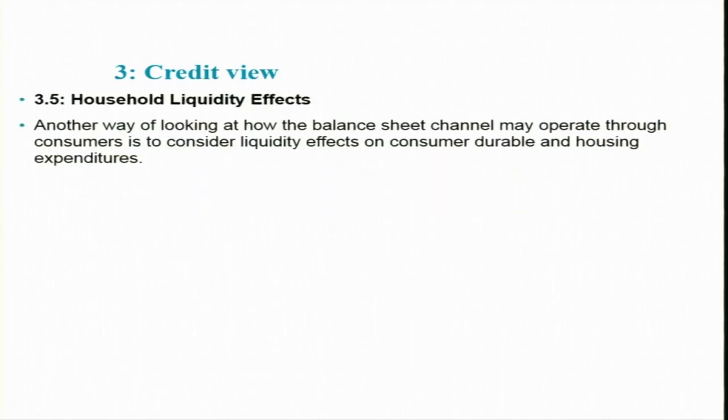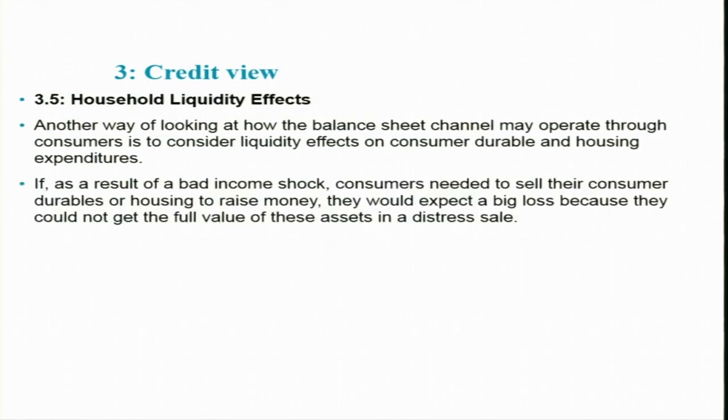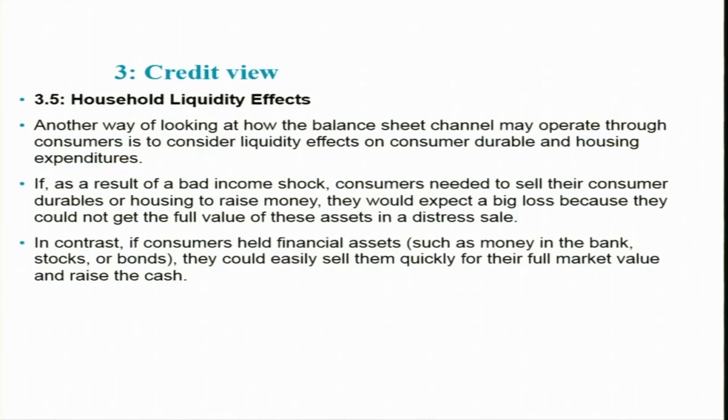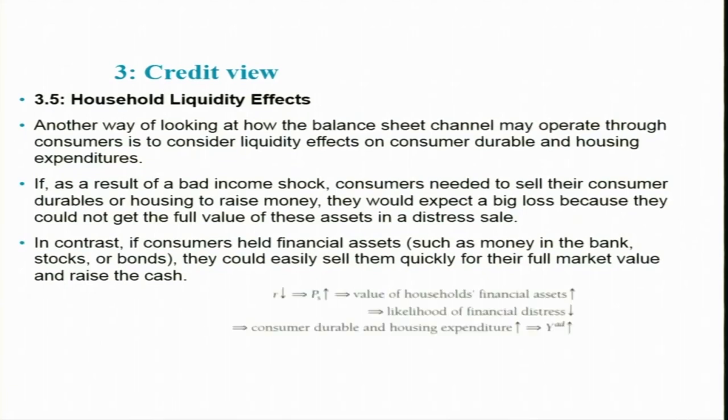And the final channel, the remaining one, is the household liquidity effects. Clearly, if the rate of interest decreases, as we have already seen, this leads to an increase in stock price. That means the value of household financial assets increases. When consumers have a large amount of financial assets relative to their debt because of the increase in stock price, their estimate of the probability of financial distress is low, and they are willing to purchase more consumer durables or housing, etc. So, as a result, financial assets increase, financial distress decreases, and they will be buying more consumer durables, raising consumer expenditure and aggregate demand.